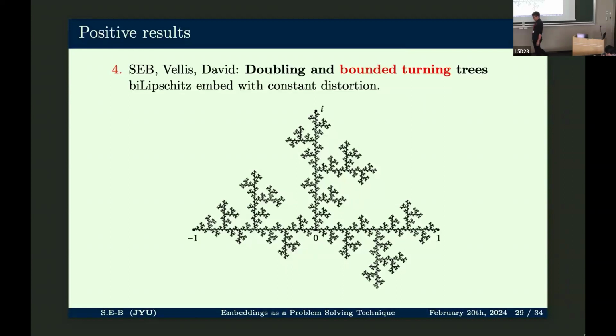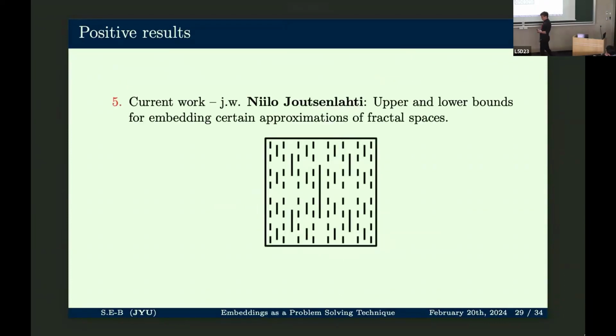Another setting that we can do, we can generalize this tree setting a little bit to so-called bounded turning trees, and these are trees that have a little bit more fractal-like structure to them, so something that looks like this. But again, they're still trees, so we can utilize the fact that between every pair of points there's a unique path, and there are not too many midpoints. And there's also some ongoing work that I still work on with my PhD student, Niilo Joutsenlahti. We study sharp embeddings of approximations of certain fractal spaces.